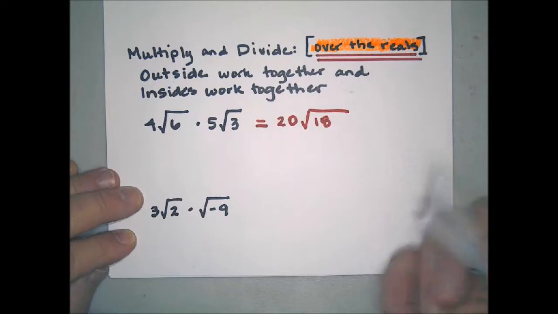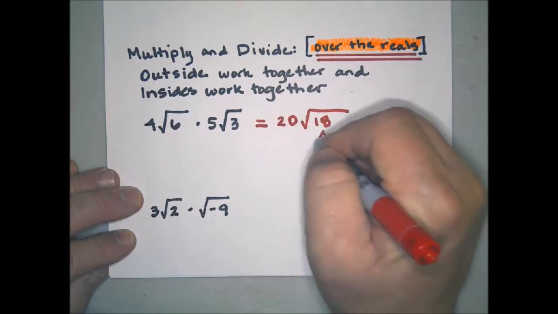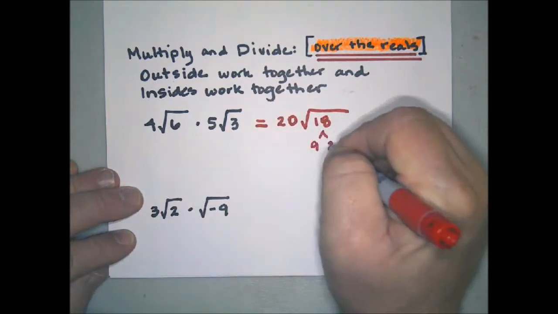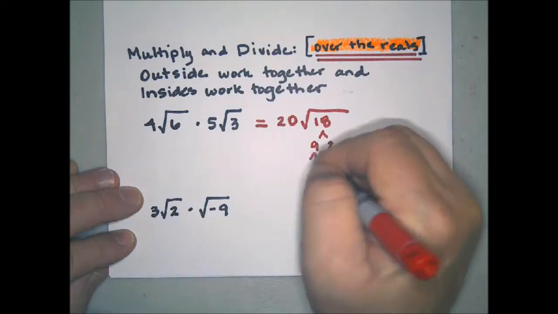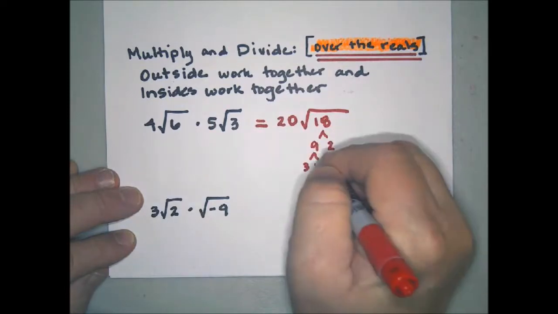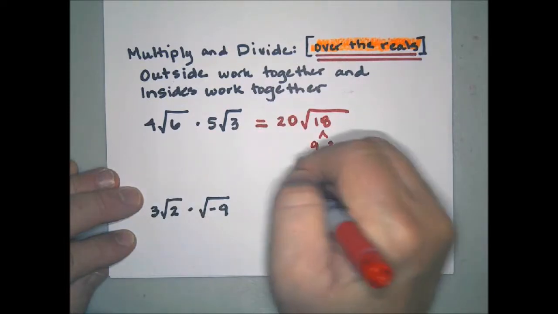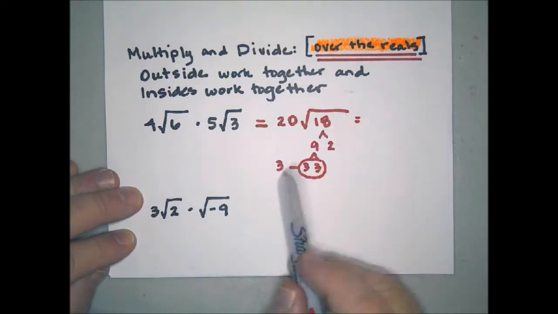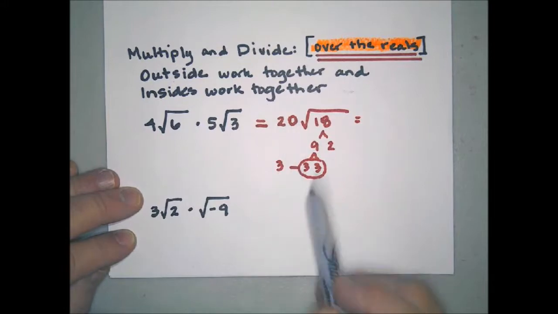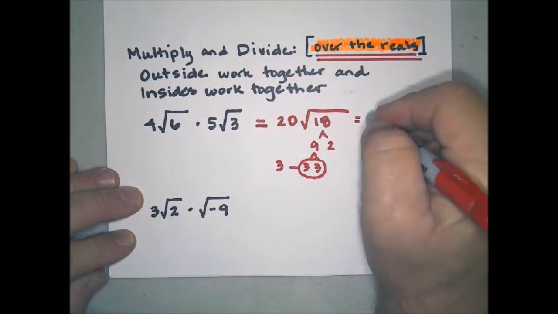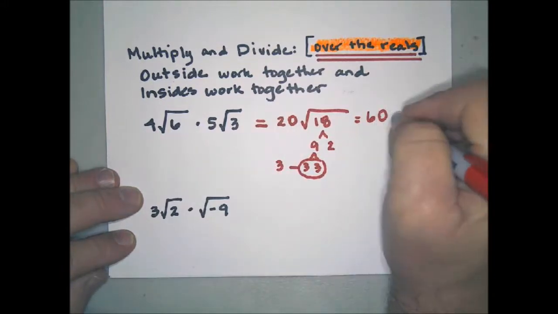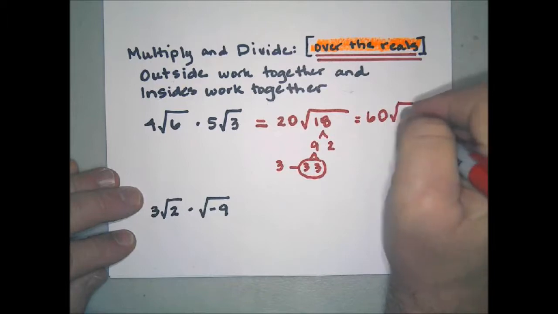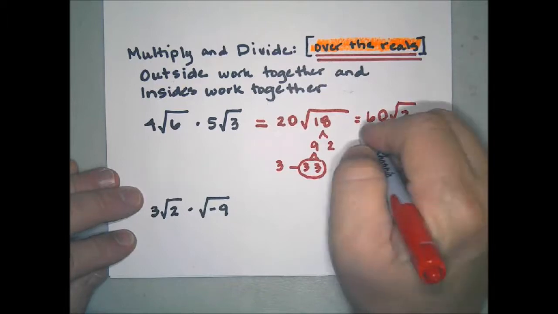Now, if I can simplify, I'm going to, which I can. 18 is 9 times 2. 9 is 3 times 3. So a 3 is going to get to come out. And when that 3 comes out and joins the 20 that's already there, it gets multiplied. And so your final answer is 60 square root 2.